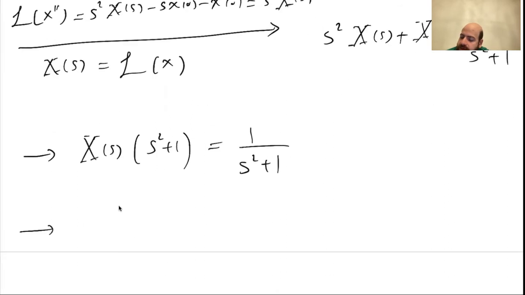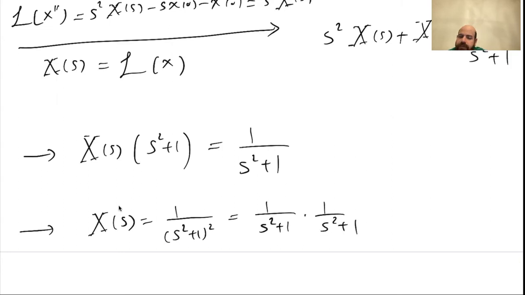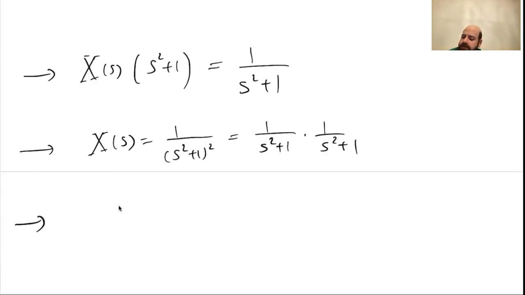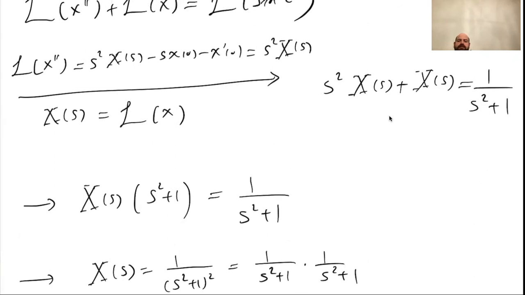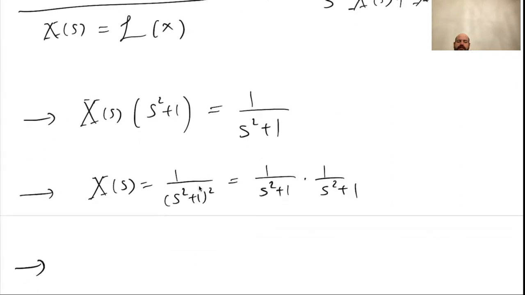And then that gives me capital X of s as 1 over s squared plus 1, the whole squared, which is the same as 1 over s squared plus 1 times 1 over s squared plus 1. Now, x of t, the function I'm looking for, will be the inverse Laplace transform of this. See, once we apply the Laplace transform, all the derivatives disappear. We'll have an algebraic equation. We can solve this algebraic equation to find capital X of s, and then we can apply the inverse Laplace transform to find the original function.